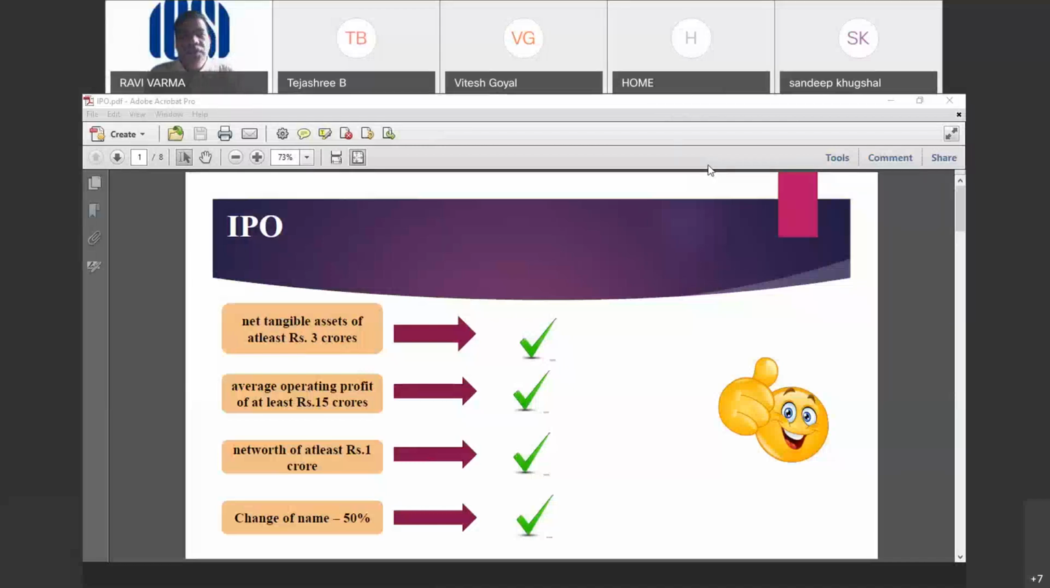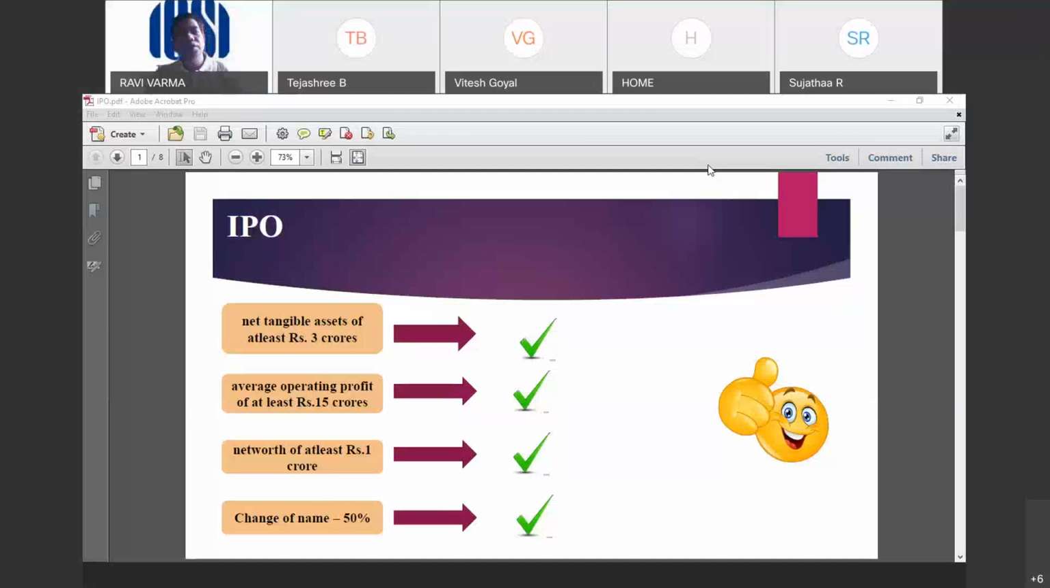I will first take you through this presentation and then we'll go to the book tomorrow. First, let us understand there are certain minimum criteria for coming out with an IPO. Don't think that every company will come out with an IPO and then decide the IPO size. It depends on how they come out with the IPO.